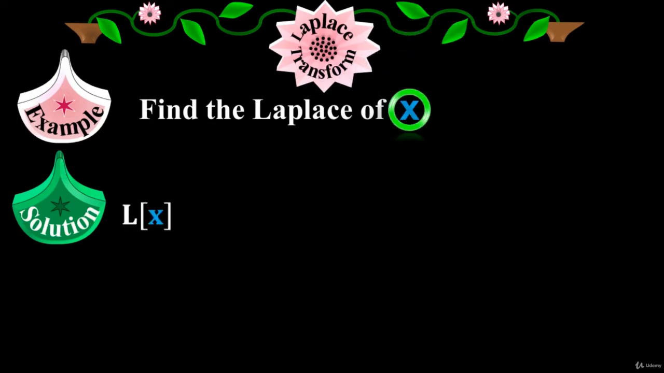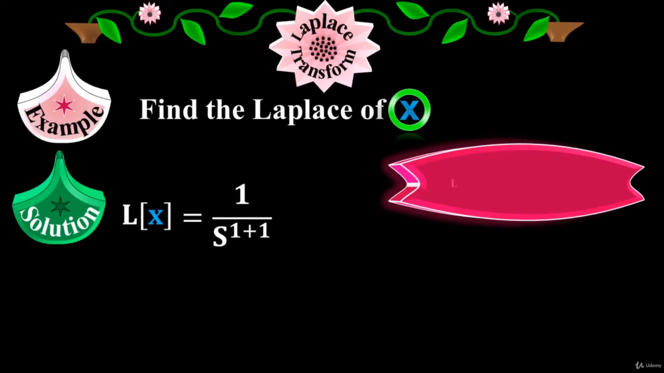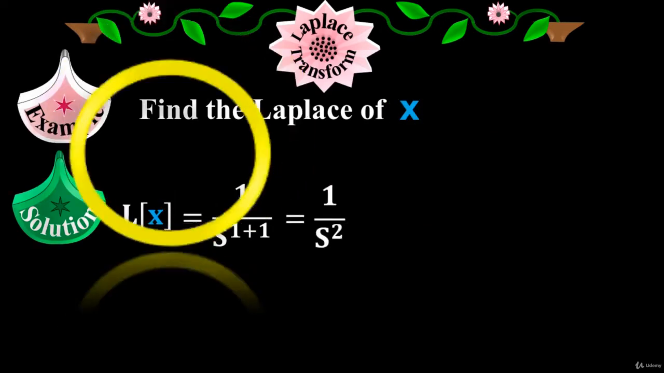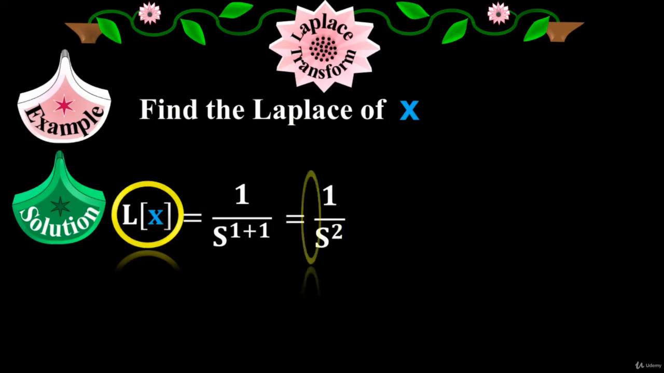It is actually x to the 1, which means this function is in the form of x to the n. Just apply the first elementary function, where the Laplace of x to the n equals n factorial over s to the n plus 1. The value of n is actually 1 here, but normally we don't write 1. Simply put that 1 here as well. So s to the 1 plus 1 equals s to the 2, which equals 1 over s square. So Laplace of x is equal to 1 over s square.